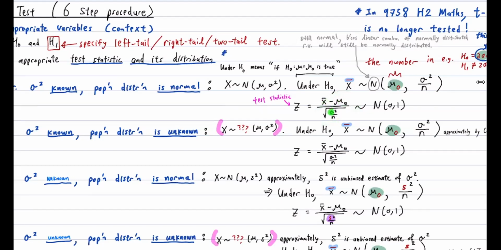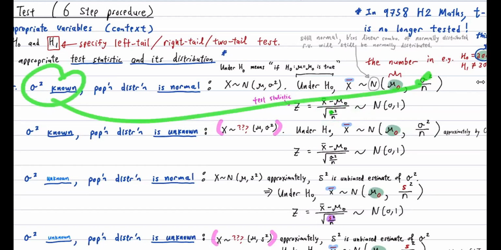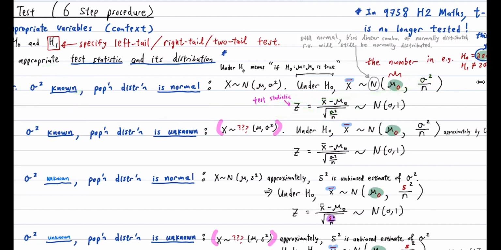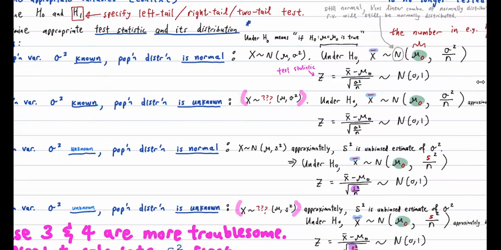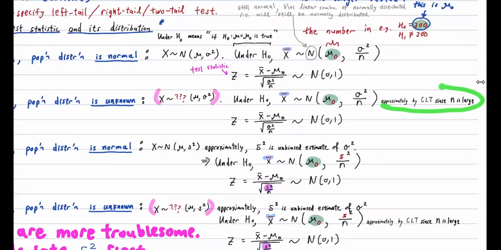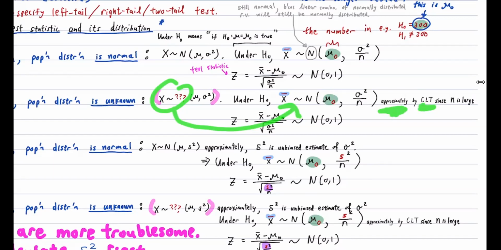Notice that I use sigma square here, because my sigma square is known. Okay, then the second case, if sigma square is known and the population is unknown, meaning X follows a question mark distribution, then sigma square is known, so I can just continue using sigma square over n. My test statistic will still be the same thing. However, I need to mention approximately by CLT, since n is large. Because I don't know the distribution of X, I cannot make an immediate conclusion that X bar also follows normal. I need to use CLT to approximately know that X bar is a normal distribution.